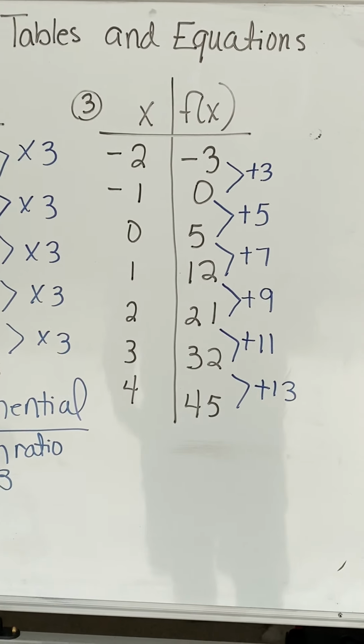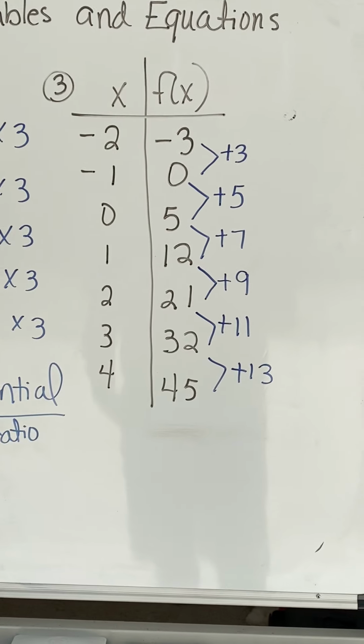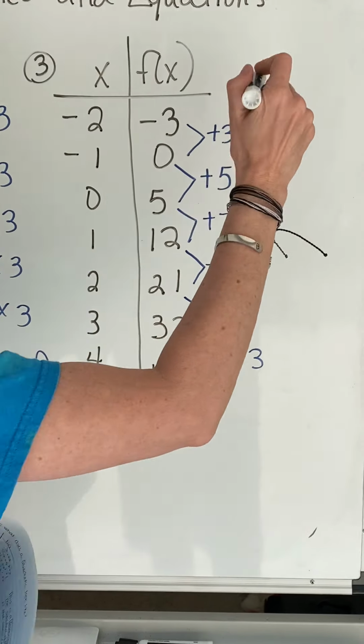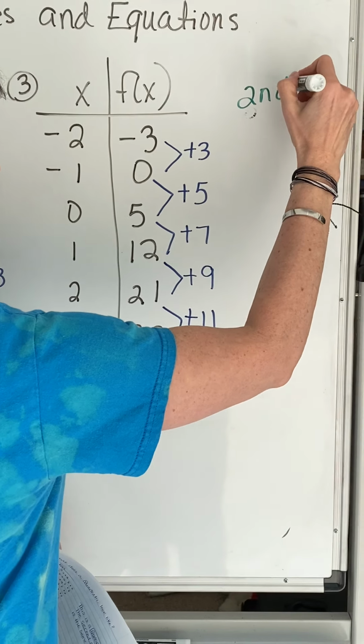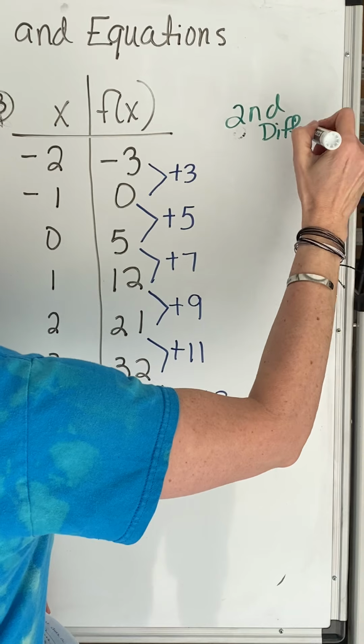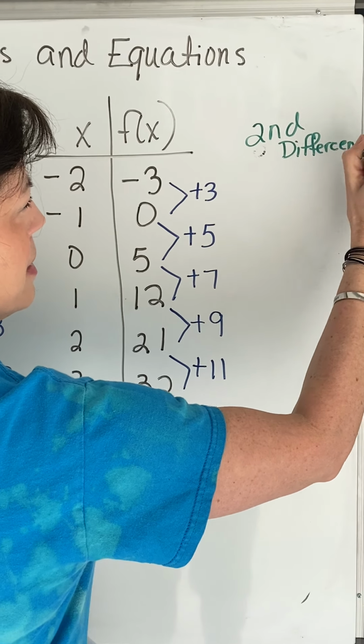Now, this is going to actually come out to be a quadratic, and here's why. You look at something called the second difference. So this is a new term.